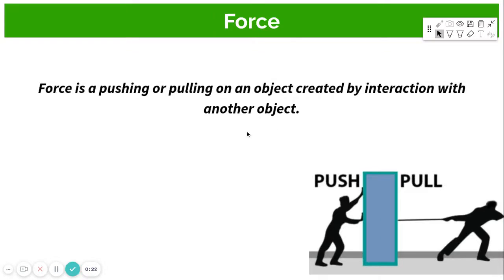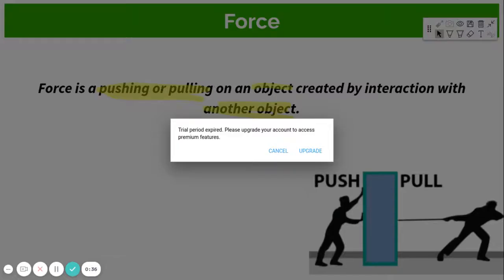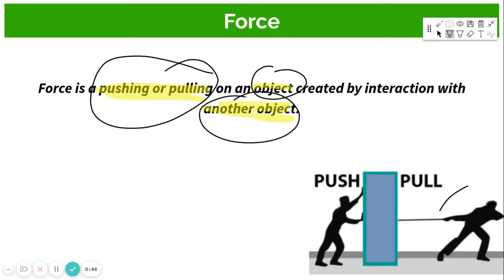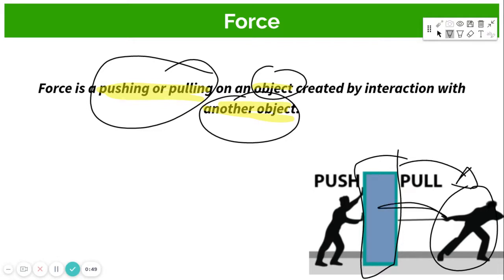A force is a pushing or pulling on an object created by interaction with another object. So the two parts you need to take notice of here are pushing and pulling, and one object on another object. When we're looking at forces, we need to be looking for a pushing or pulling, and it needs to be between at least two objects. So here we go. Here's a man and here's a block. He is pulling, and the two objects interacting are the man and the block. Here's another man, and he's also interacting with the block. He's pushing, and there's an interaction between the two objects. So the force is being created between them.